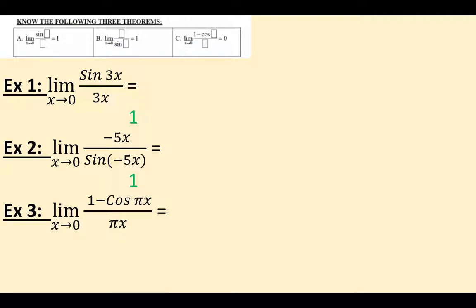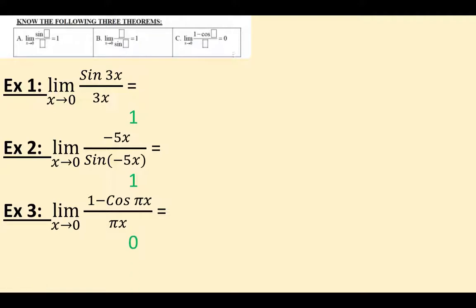All right, let's take a look at example 3. Now we're looking at c because this is the 1 minus cosine x all over x rule. So blank is equivalent to blank. Here our blank is pi x all over pi x. Because these two are the same numerical values, we can use this theorem and say that the limit as x approaches 0 is equal to 0.